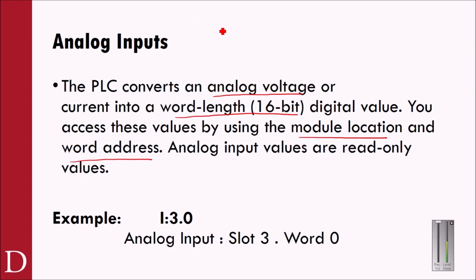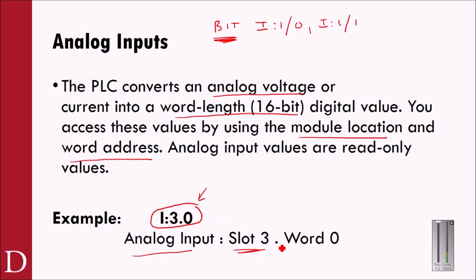So up until now, most of what we've done has been what we call bit addressing. So if I have an input in slot 1, I might get I:1/0, or I might get I:1/1. That's how we would address a bit. When we start addressing a word, you'll notice it looks very similar, but now instead of the slash, it's I:3.0. And what that means is it's an input. In this case, it's an analog module, so it's an analog input. That analog input module is in slot 3. The dot signifies that we're dealing with a word. So slot 3, word 0.